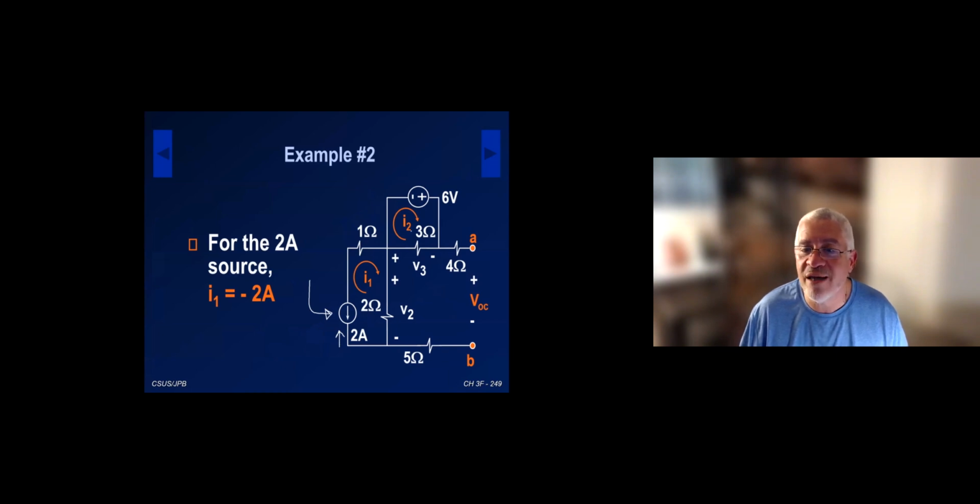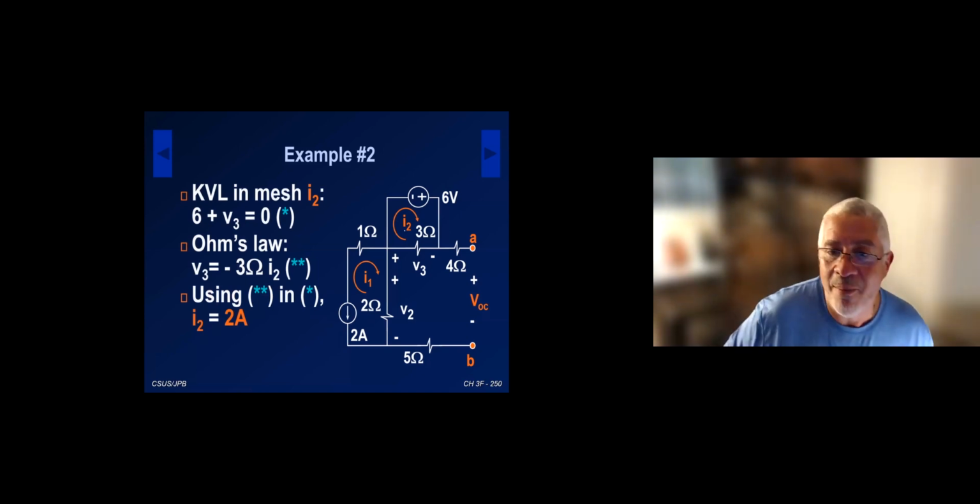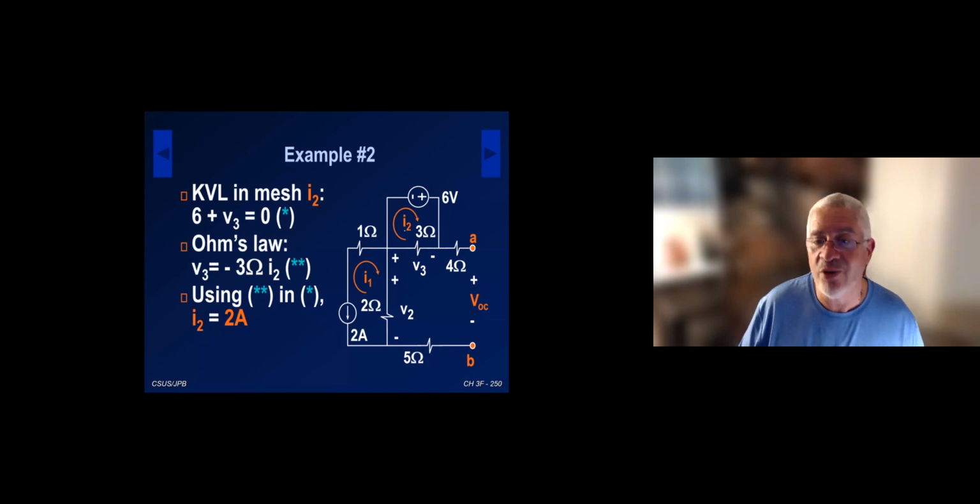All I'm going to do is a KVL in mesh I2. So minus 6 minus V3, or plus 6 plus V3, equal to 0. Then I go ahead and write Ohm's law for V3. So V3 is minus 3I2, because, again, there is no mesh current in that bottom loop. I use that in the equations and then I calculate I2 to be 2 amps. So I have I1 and I2.